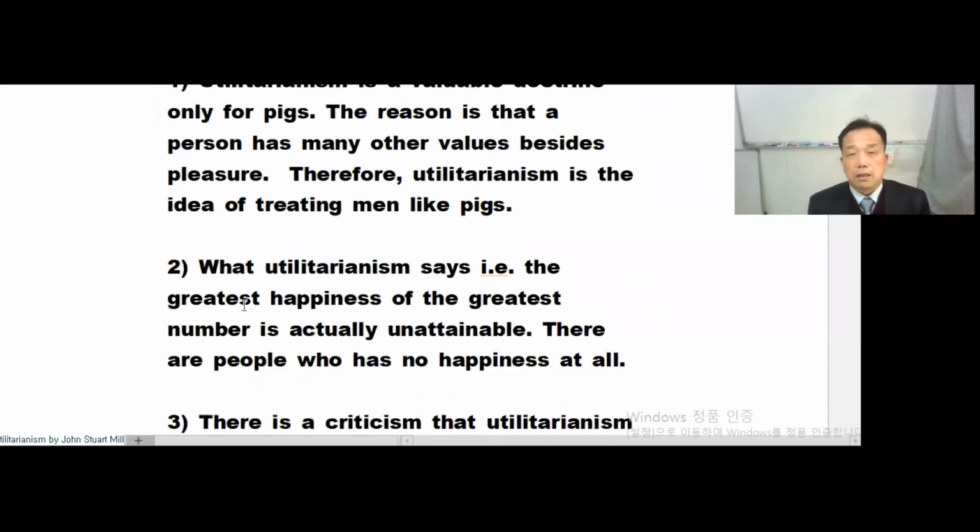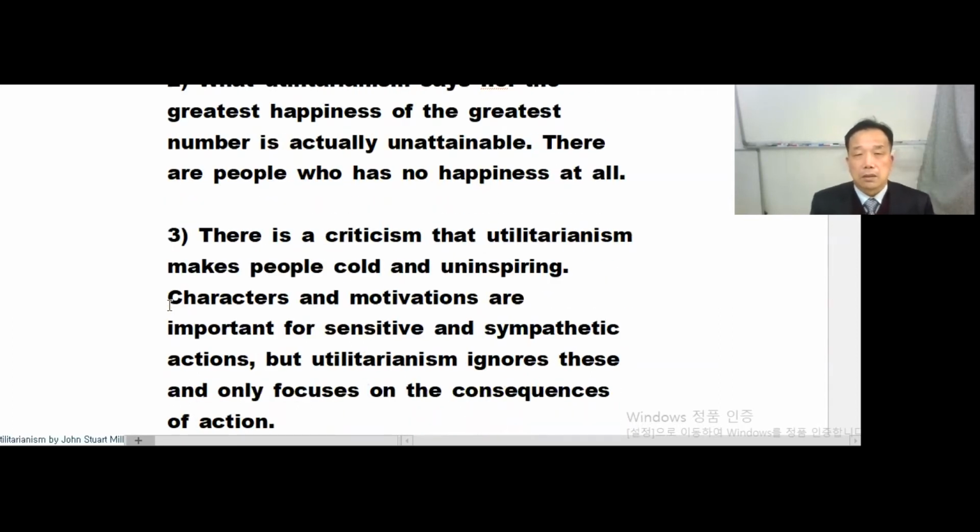Second, what utilitarianism says, that is, the greatest pleasure of the greatest number, is actually unattainable. There are people who have no happiness at all. Third, there is a criticism that utilitarianism makes people cold and uninspiring. Characters and motivations are important for sensitive and sympathetic action, but utilitarianism ignores these factors and only focuses on the consequences of action.